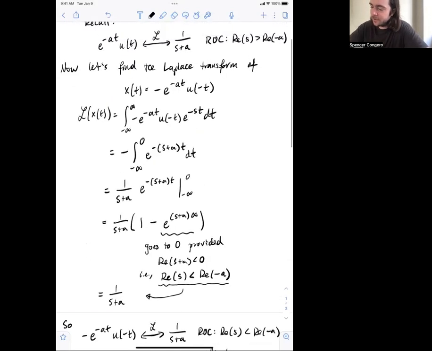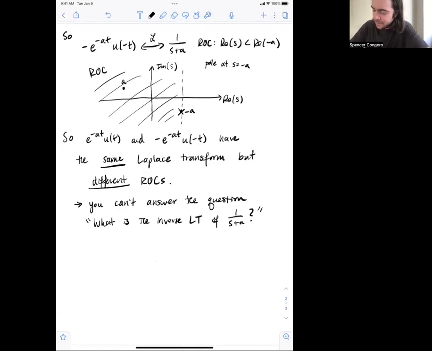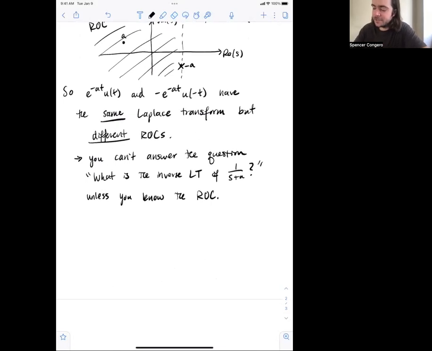Because if I just told you 1 over S plus A, you'd be like, well, I don't know which function it is. I don't know if it's the one on the top or the one on the bottom. They both have that Laplace transform. Okay, so you can't answer that question unless you know the region of convergence of that Laplace transform. So you need to know the region of convergence in order to figure out which function produced that Laplace transform. And these two functions that we have here that have the same Laplace transform, there are actually words, there are names for them.